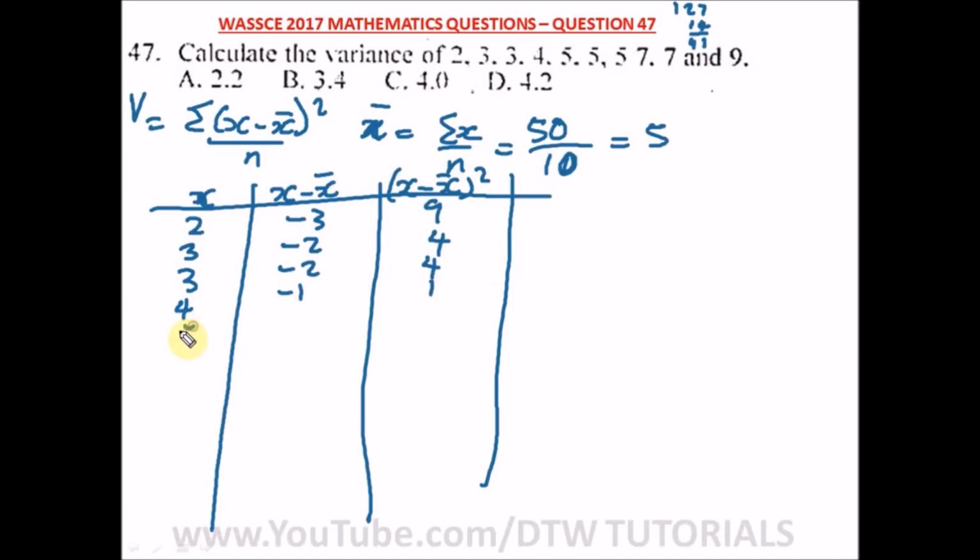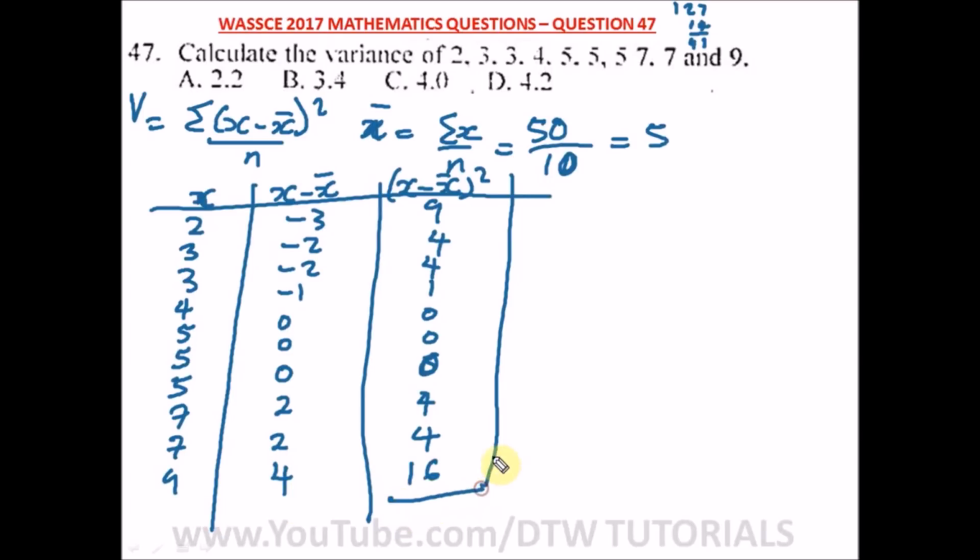The next value is 5. 5 minus 5 is 0. And 0 squared is 0. The next value is 5. 5 minus 5 is 0, and 0 squared is 0. The next value is also 5. 5 minus 5 is 0, and 0 squared is 0. The next value here is 7. 7 minus 5 is 2, and 2 squared is 4. The next value is 7. 7 minus 5 is 2, and 2 squared is 4. And the last value here is 9, and 9 minus 5 is 4, and 4 squared is 16.